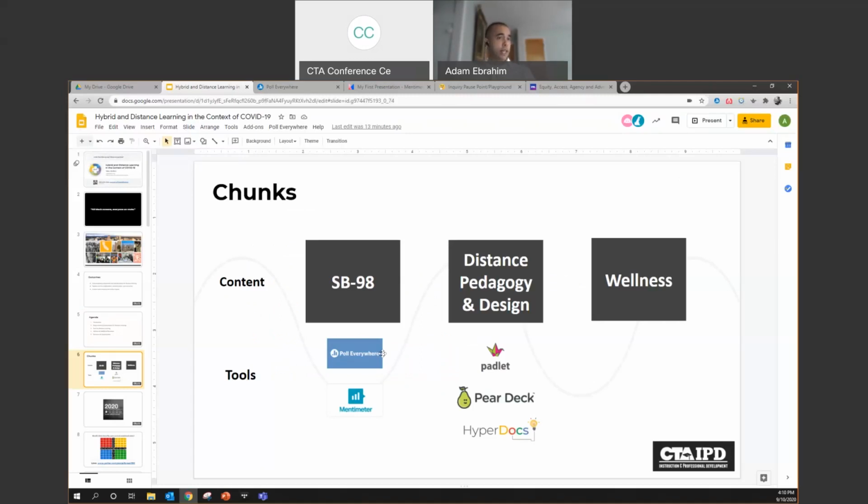After we clean that up, we will move into distance pedagogy and design considerations, focusing on some simple tools: Padlet, Pear Deck, HyperDocs, which is just a doc with links. People reference it like it's a thing, like, oh, I'm using HyperDocs. Well, it's more of an approach of hyperlinking to things, but I'll show you an example of that. And then we'll end on some wellness.